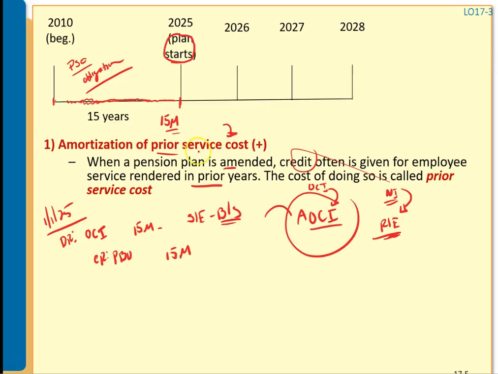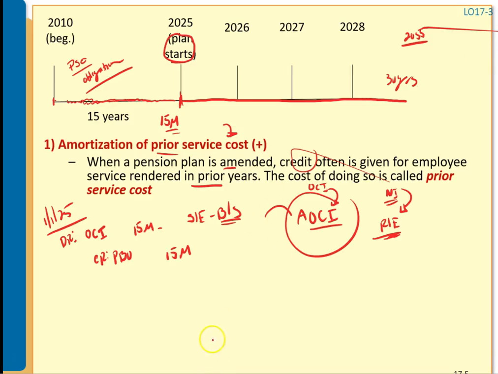Then what we're going to do is look to see how many years we think these employees are going to work before retirement, on average. So let's just call it an average of 30 years. We think that most of these average retirement dates will be in 2055, so 30 years.